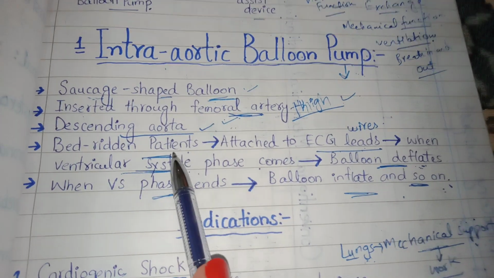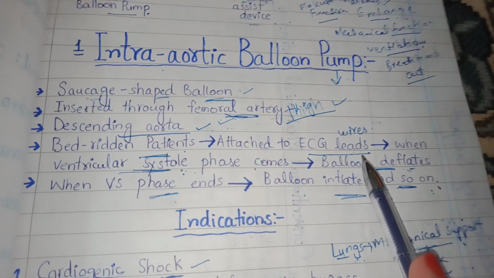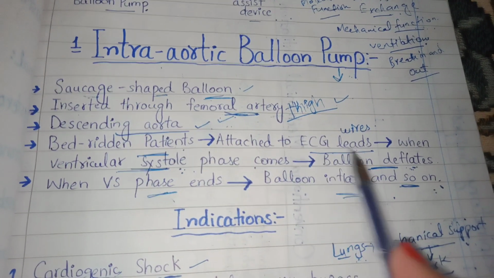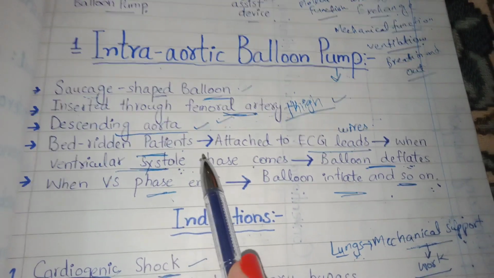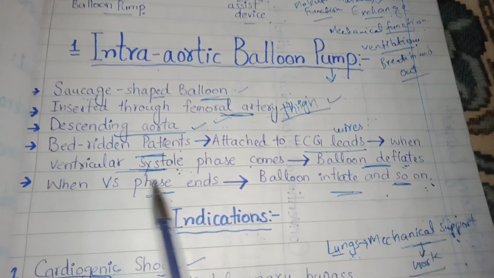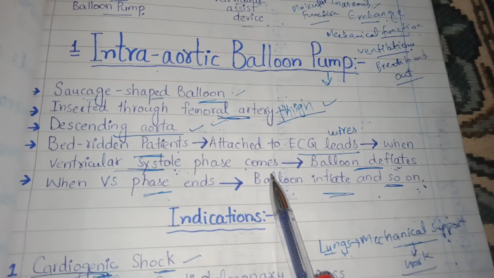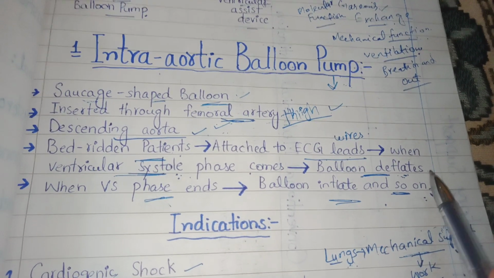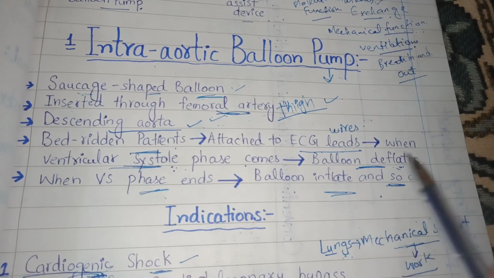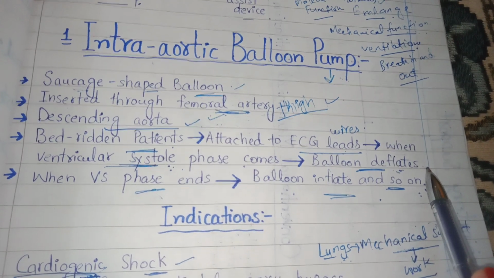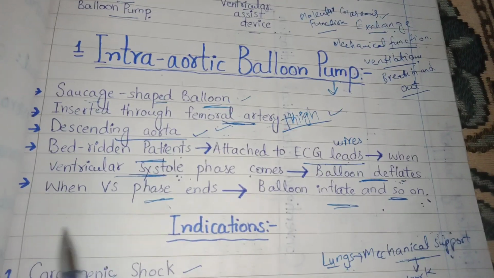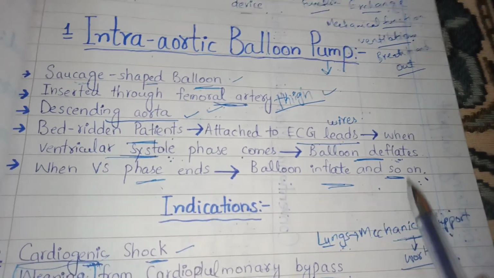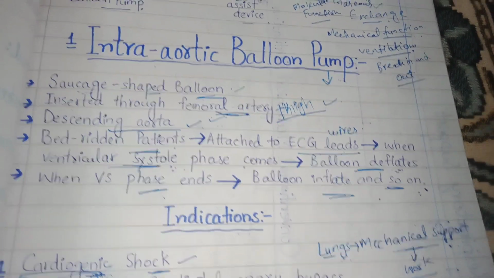In bedridden patients, it is triggered with the ECG leads, means intra-aortic balloon pump is triggered with the ECG leads attached to the bedridden patients. When the ventricular systole phase comes in the ECG, the balloon deflates and allows the blood to pass through it, and when the ventricular systole phase ends, the balloon inflates and the process is continued.